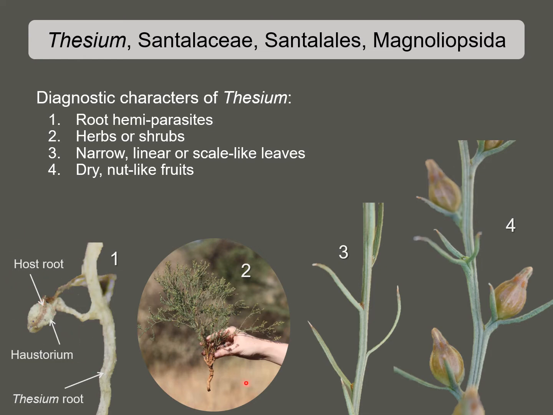And then the species of the genus also grow as herbs or as shrubs, and they have these narrow and linear leaves, and the leaves are sometimes reduced to scales and also dry nut-like fruit.